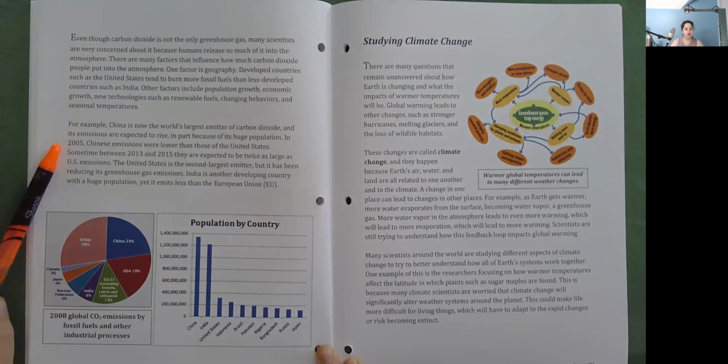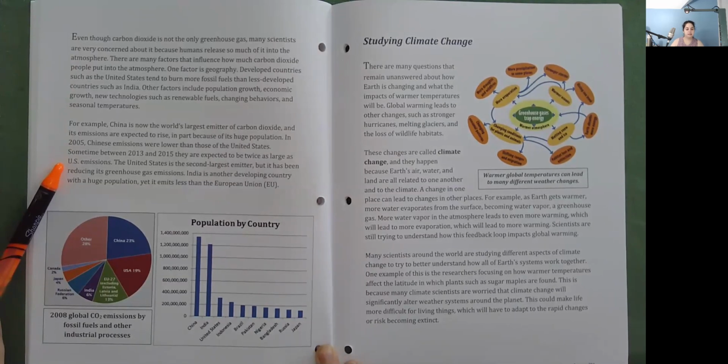In 2005, Chinese emissions were lower than those of the United States. Sometime between 2013 and 2015, they are expected to be twice as large as US emissions. The United States is the second largest emitter, but it has been reducing its greenhouse gas emissions. India is another developing country with a huge population, yet it emits less than the European Union.